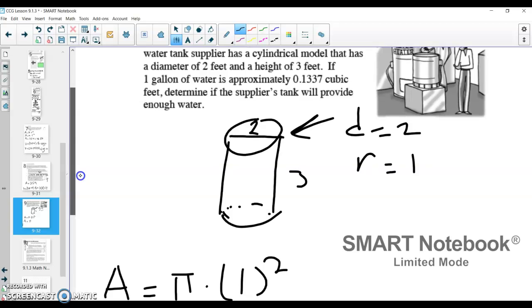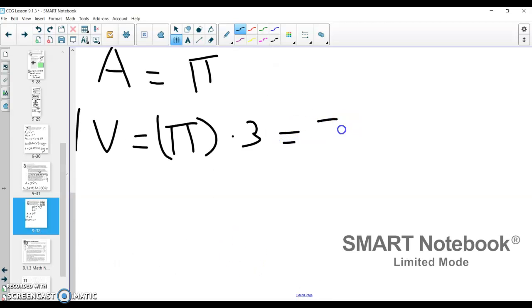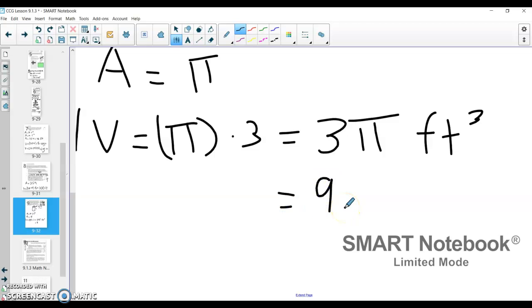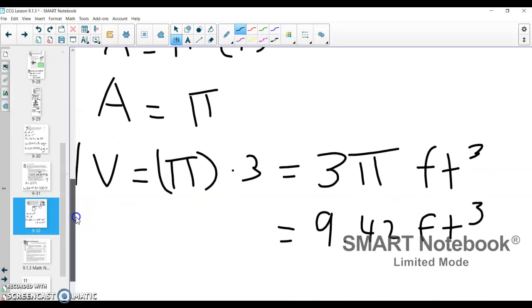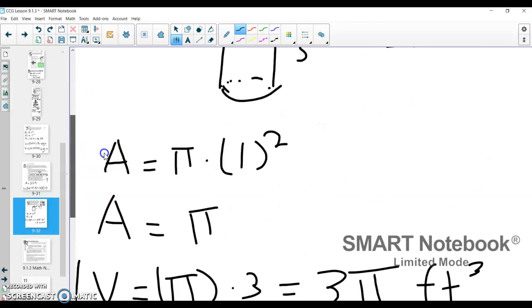And then I have this height of 3 feet. And so for volume, I take my area, which is pi, and I multiply it by 3 for the height, and I end up with a volume that is 3 pi, and this is feet cubed. If I want to write it as a decimal, which I kind of do in this one, I'm going to do 3 pi and say that that's actually 9.42 feet cubed for a volume. All right. So my volume is 9.42 feet cubed.